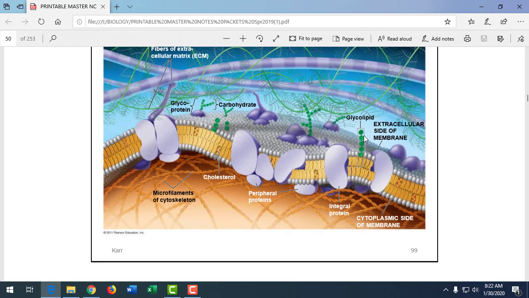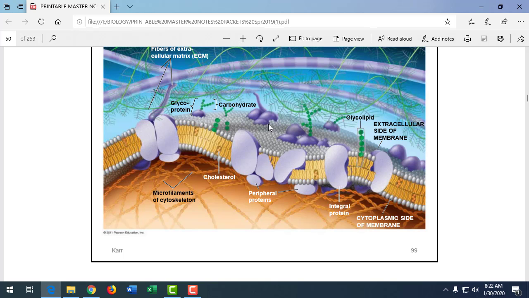We talked last time about these carbohydrates. What are the functions of the carbohydrate chains extending off the surface? Do you remember what we said? Yeah, cell recognition and communication. That's the function of those carbohydrate molecules, recognition, communication.